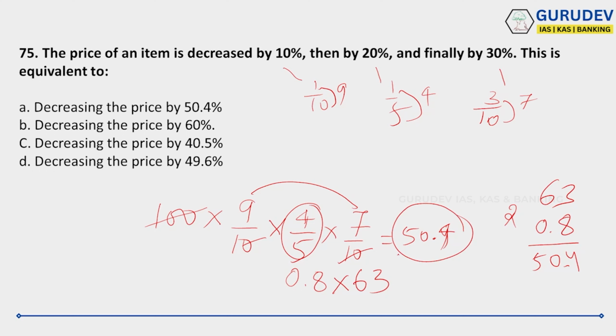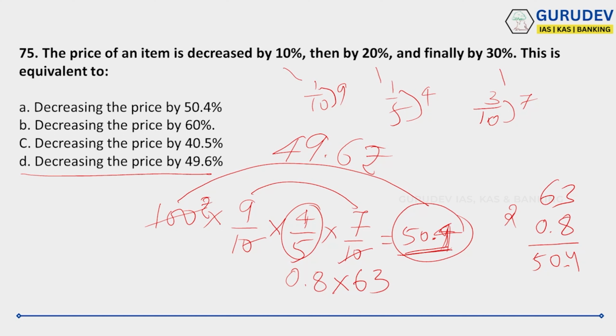But 50.4 is the final price. So out of 100, we have to pay 50.4. What is the decreased price? 49.6 rupees. So it's asking for decreasing the price by 49.6%. Whatever I have written as rupees is nothing but just the assumption. So option number D will be the right answer. Is it clear?